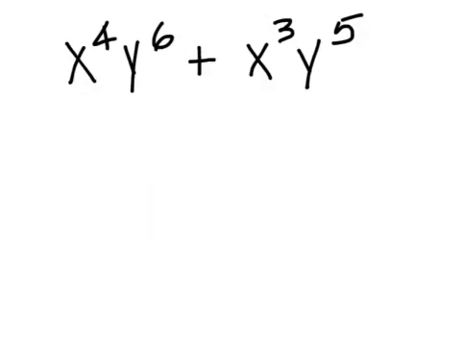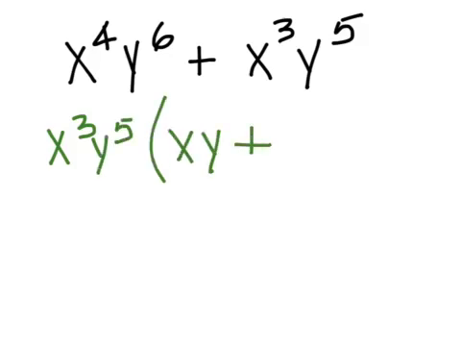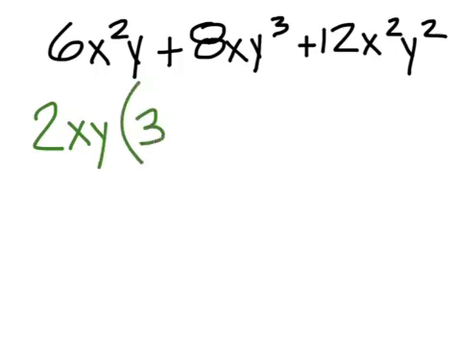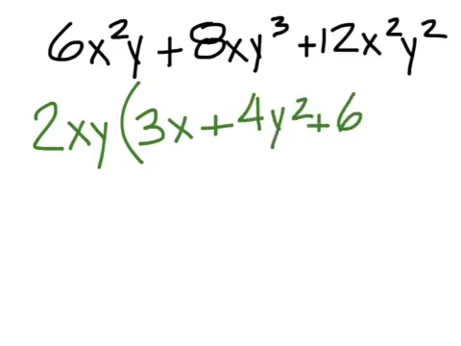On this problem, we have x to the third, y to the fifth that's coming out, and then you'll have x, y plus 1, and that is the right order. The highest number that comes out of 6, 8, and 12 is 2. The lowest power of x is x, and for y, it's y. You need to have 3x plus 4y to the second plus 6xy.